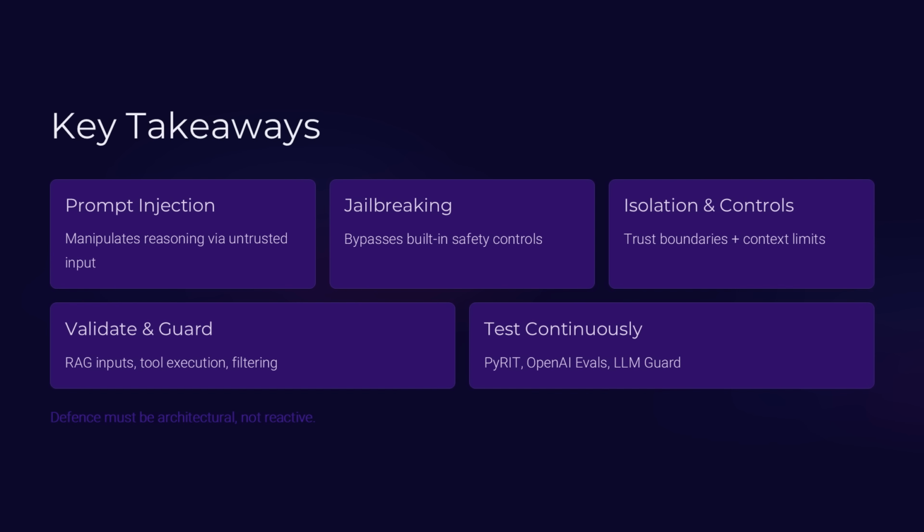Prompt injection manipulates reasoning through untrusted input. Jailbreaking attempts to bypass safety controls. System prompt isolation establishes a trust boundary. Context window control limits exposure. Retrieval input validation protects intelligence integrity. Tool execution guardrails prevent operational misuse. Evaluation tools such as Microsoft PyRIT and OpenAI Evals enable structured testing. Filtering tools such as LLM Guard support layered defense. Defense must be architectural, not reactive.